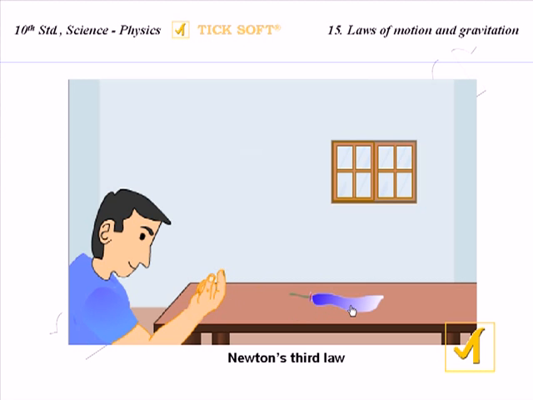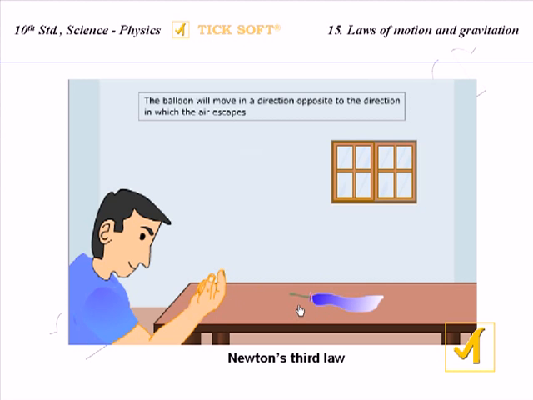The balloon will move in a direction opposite to the direction in which the air escapes. Here the man releases the finger from the plastic tube, the air escapes in the forward direction, but the balloon moves in the opposite direction, that is the backward direction. This is because of Newton's third law.